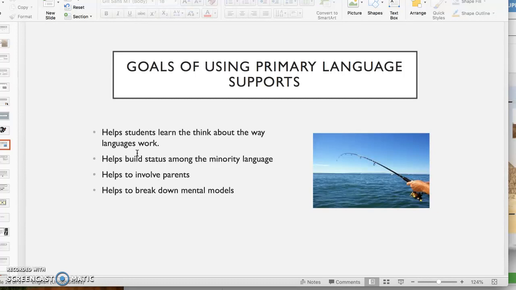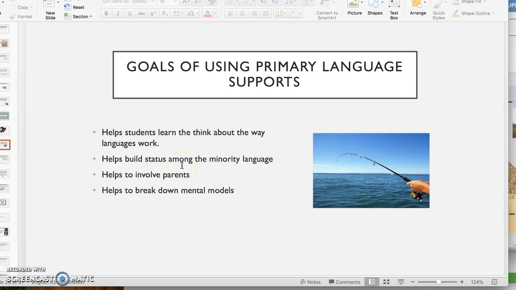So the goal of using primary language supports is that analogy: we give somebody a fish, they eat for the day. You teach them to fish, they eat for life. This is important, especially if you yourself don't speak another language. But if you can teach a student the tools for translating, or tools for how languages work differently, then they're going to be more resourceful in looking for patterns across languages when they are reading and writing. So we want to help students learn about the way languages work. We want to help build status among minority languages.